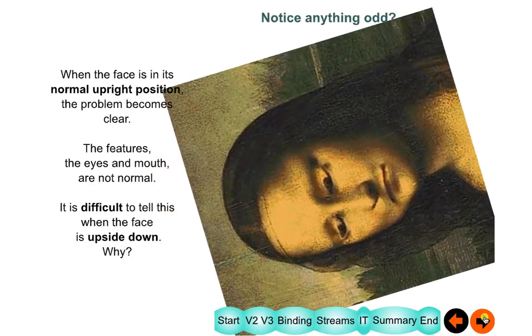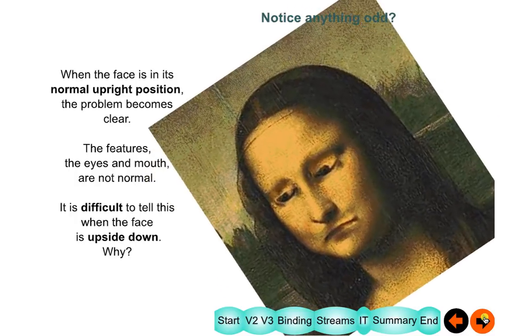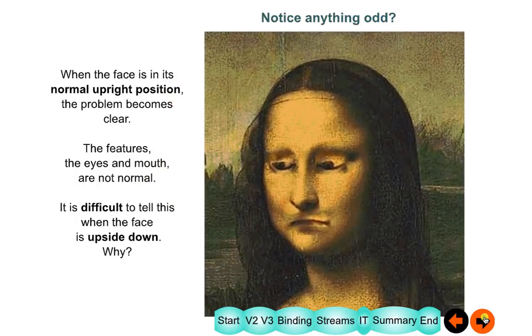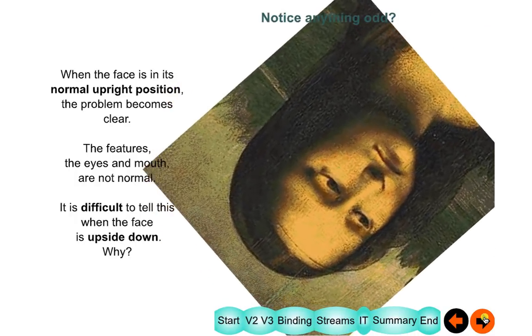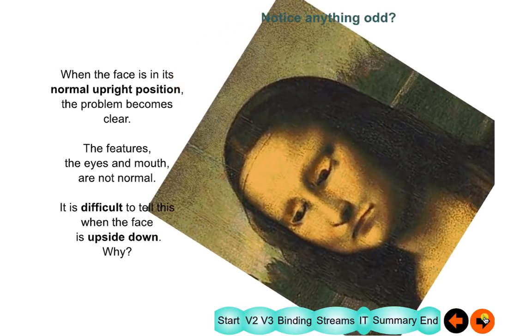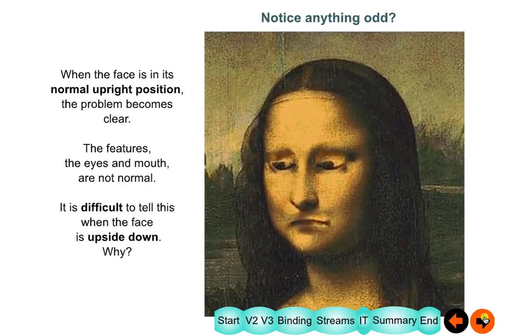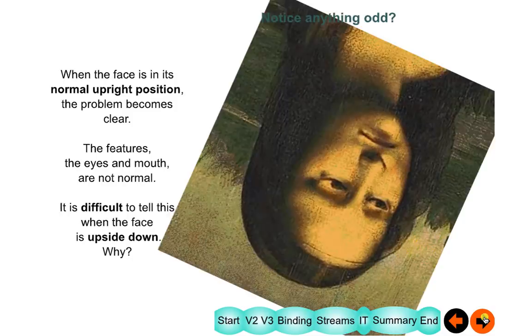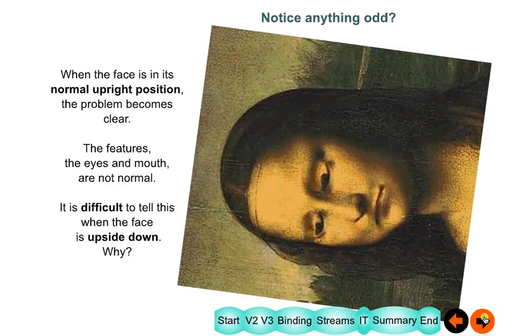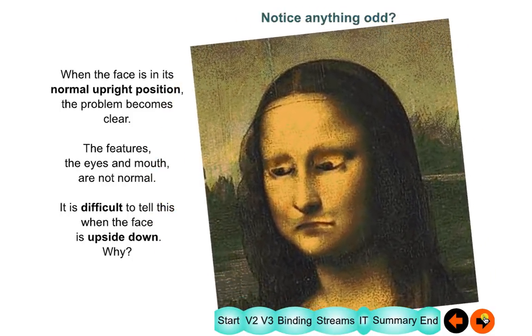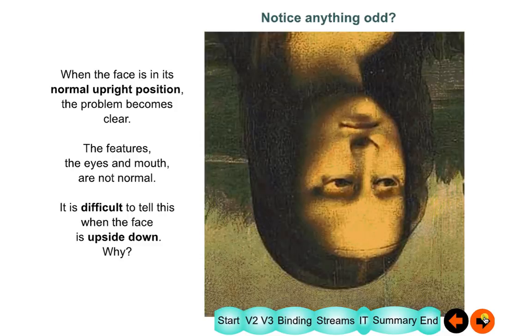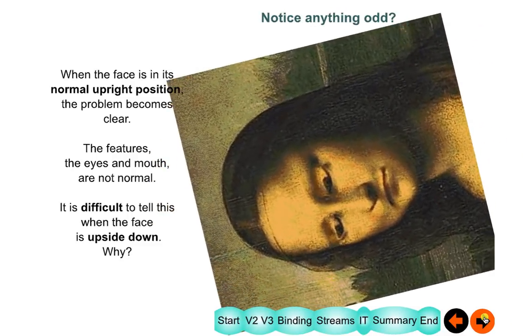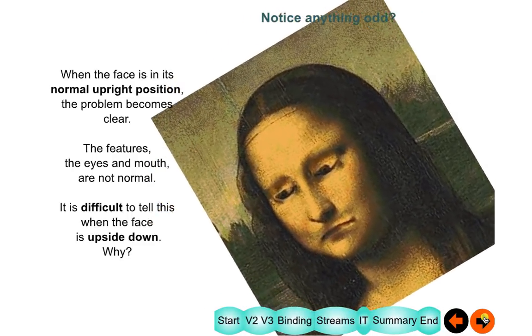The other thing that's odd is that when the face is upside down, you can't tell there's anything wrong with the Mona Lisa. But when she's right side up, you can tell that the eyes and the lips are wrong. Why is that?